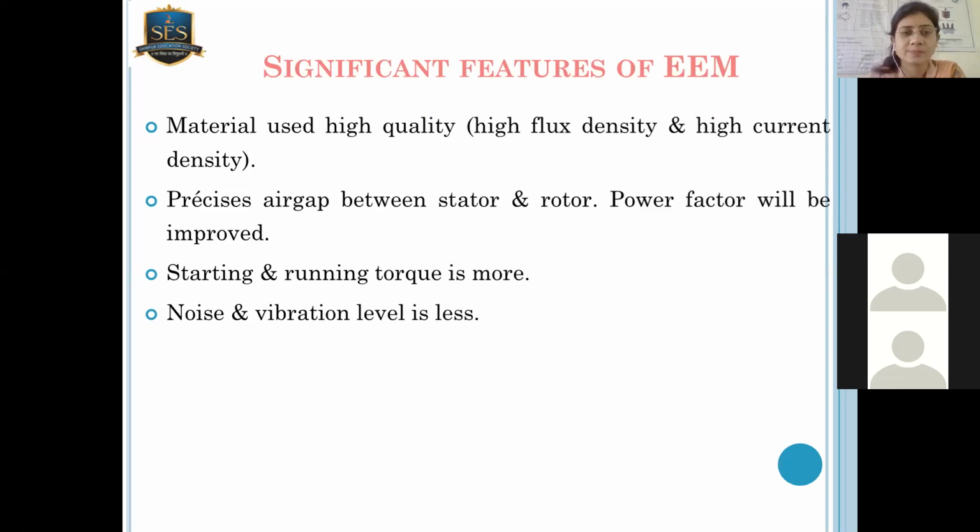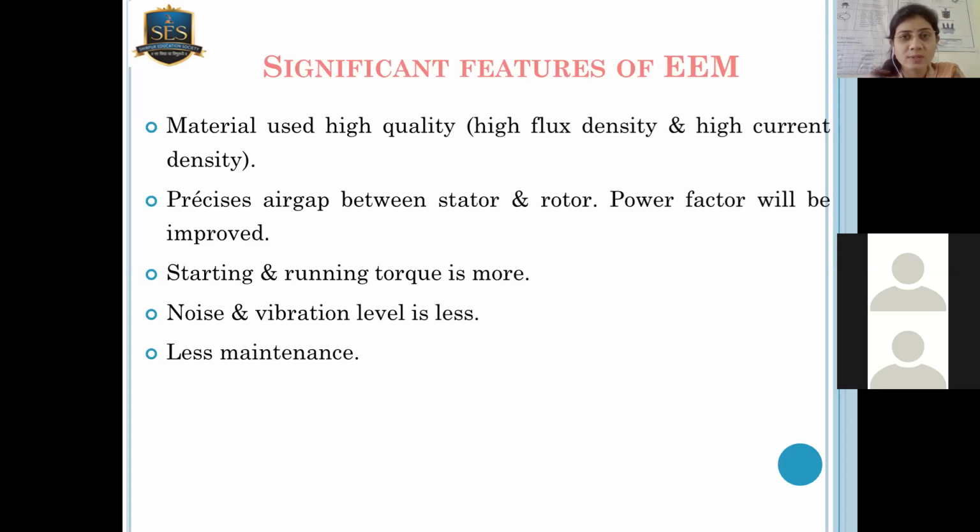Therefore, the vibrations produced are minor. Okay. Less maintenance is required. Okay. So if less noise and less vibrations are generated, because of less vibration there will be less possibility of mechanical damage. Okay. And the overall maintenance required is also less, because the overall design of this energy efficient motor is of high quality or improved.